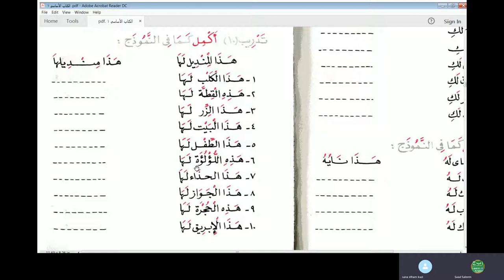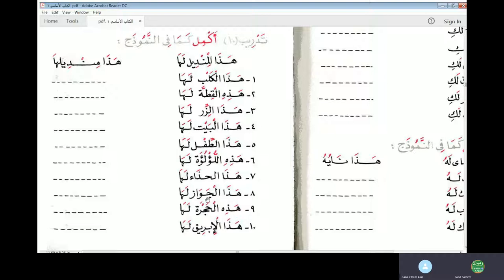A pearl. This pearl belongs to her. هذه لؤلؤتها. This is her pearl. هذا الحذاء لها. Shoe. This shoe belongs to her. هذا حذاؤها. This is her shoe.